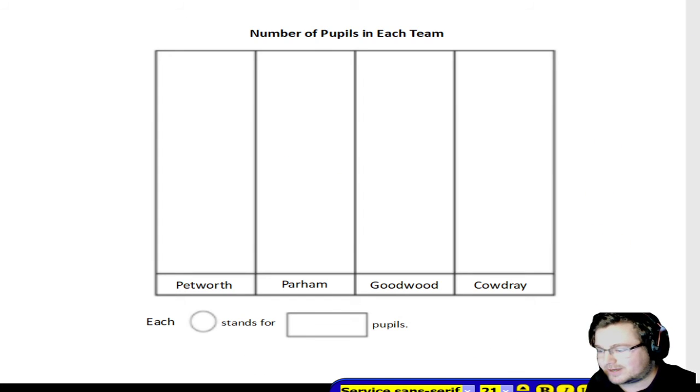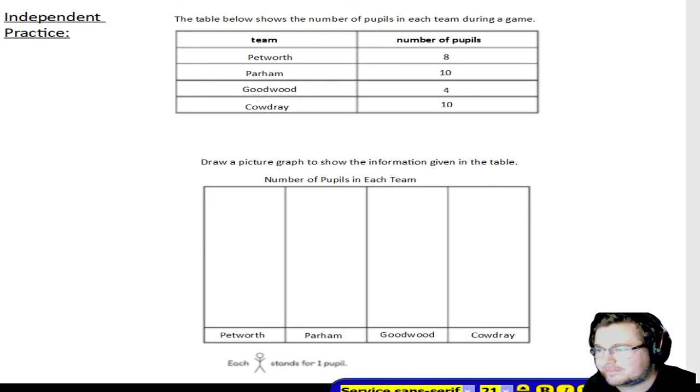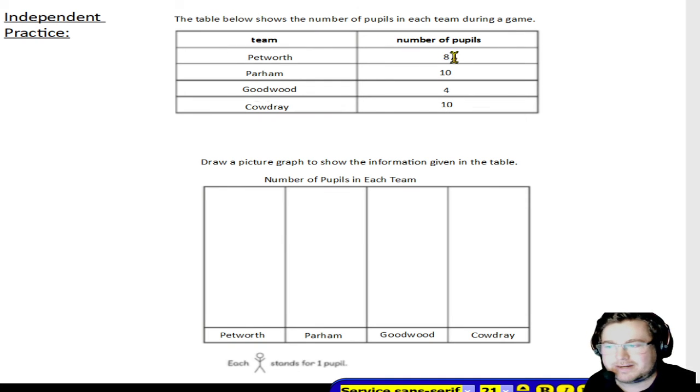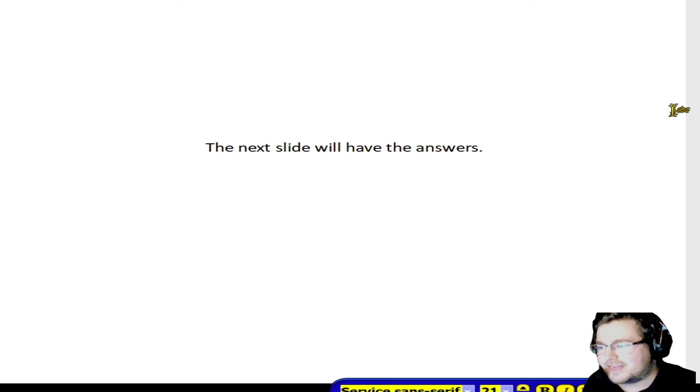And then it goes on to another one where it says each circle stands for, how many pupils? How many are you going to choose? Be careful, because if you chose 5 pupils, it would get extremely complicated trying to work out halves. So try and find a number that can relate to all 4 of these numbers, something that will fit, rather than trying to do halves like I did earlier. So the next slide will have the answers, so I'm going to ask you to pause now and we'll go through it together.